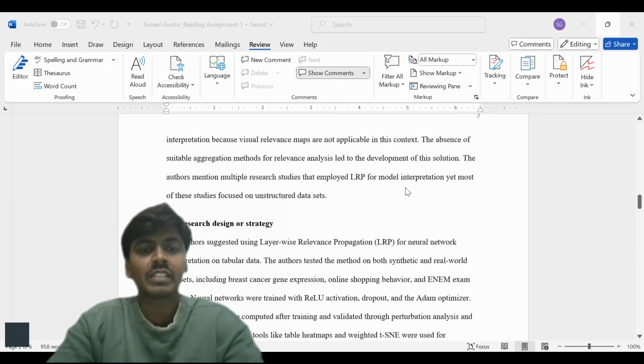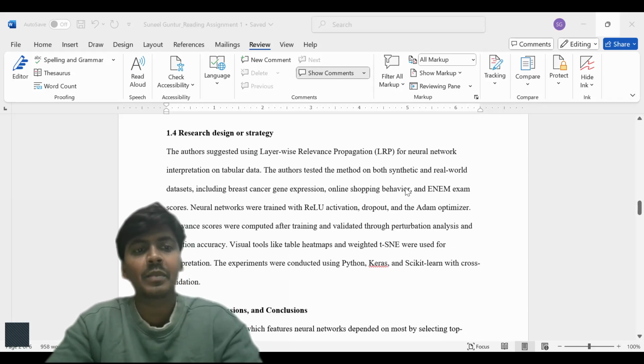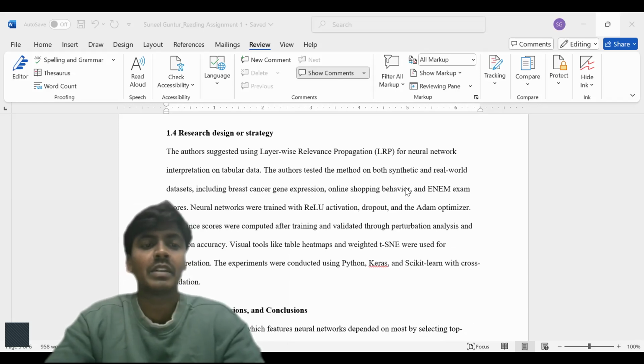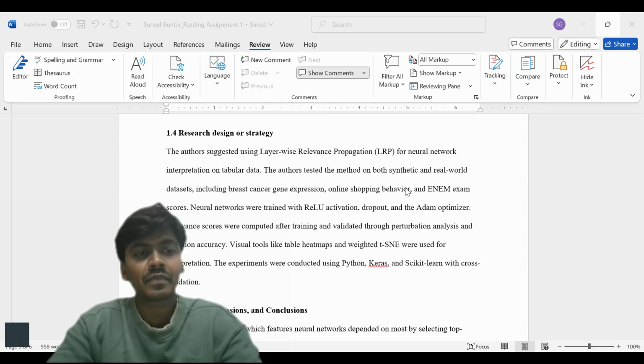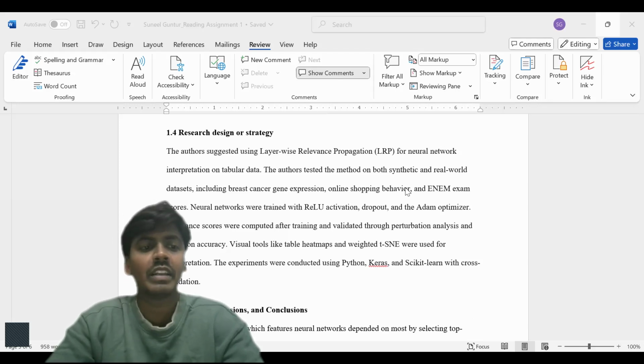Coming to the research design or strategy, they use LRP to interpret trained neural networks, with experiments on both synthetic and real datasets, for example breast cancer genes, shopping behavior, and ENEM scores. Neural networks were trained with ReLU activation, dropout, and the Adam optimizer. Visual tools like tabular heat maps and weighted TNB were used for interpretation. These experiments were conducted using Python, Keras, scikit-learn, and cross validation.